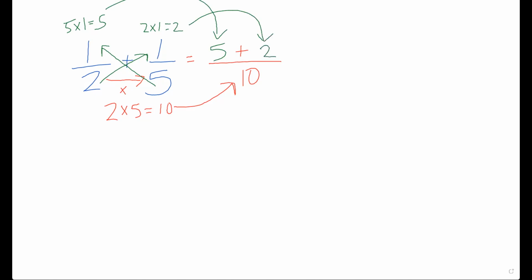Now, because we're dealing with addition, order doesn't matter. So if you wanted to put the 2 first and the 5 second, it doesn't matter. You're still going to get the same answer. And then from there, you just simplify. So 5 plus 2 is 7. And then we just bring our 10 over.